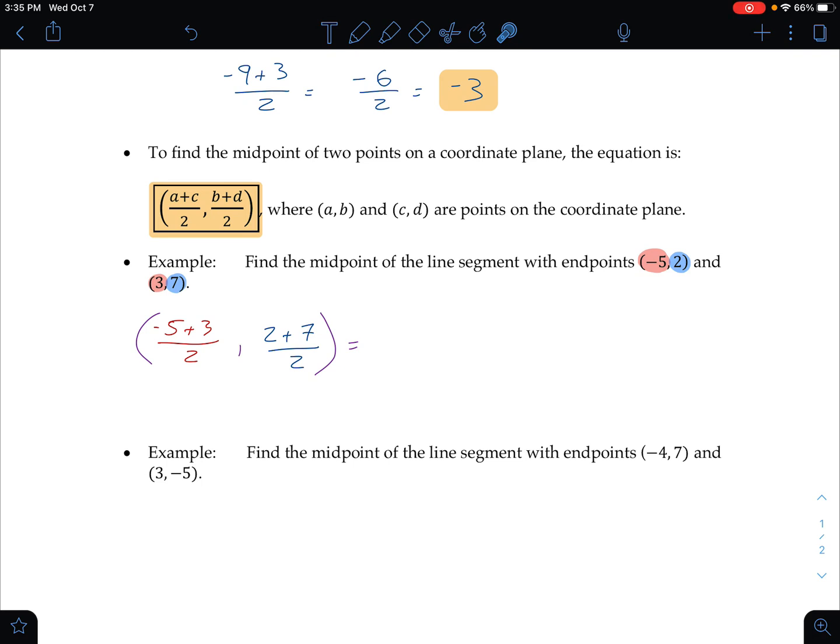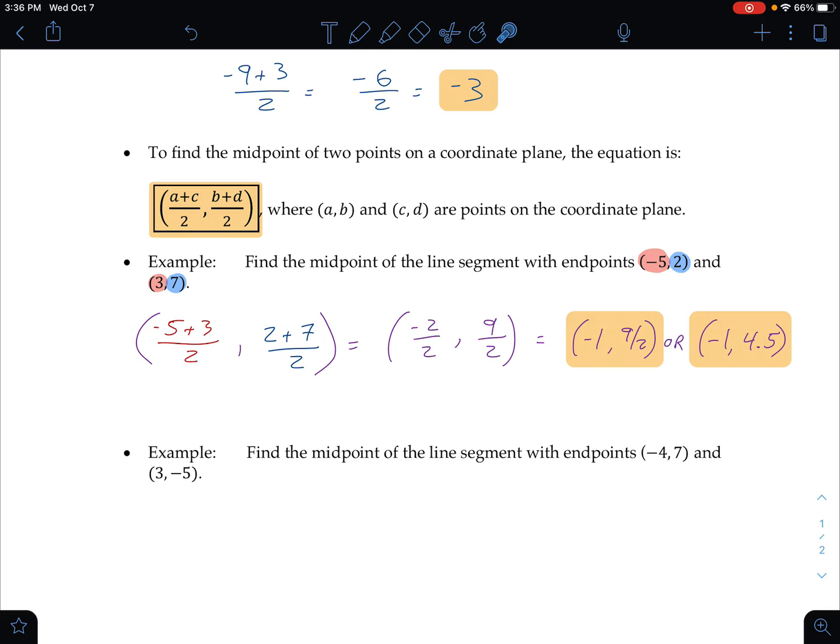That is my x, my new x in red, and my new y in blue. Now it's very simple. -5 plus 3 over 2 and 2 plus 7 over 2. We have -2 over 2 and 9 over 2. And then we get -1 and 9 over 2, or you can write it as 4.5. So both are correct, right? You can see that both of those are correct. Either 9 over 2 or 4.5.